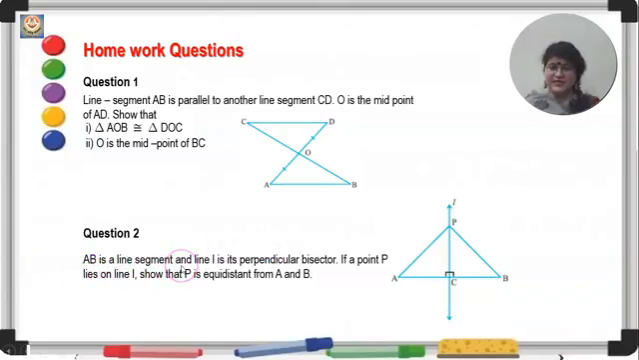AB is a line segment and line L is its perpendicular bisector. So as you can see, AB is a line segment and L is bisecting this side. Not only bisecting, it is also perpendicular. So what does that mean? It means that AC is congruent to BC. You have to show that P is equidistant from A and B. That means you have to prove PA is congruent to PB.